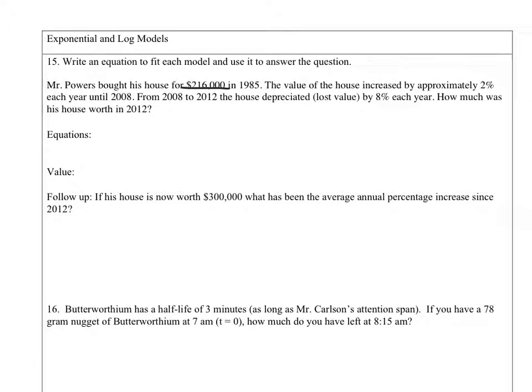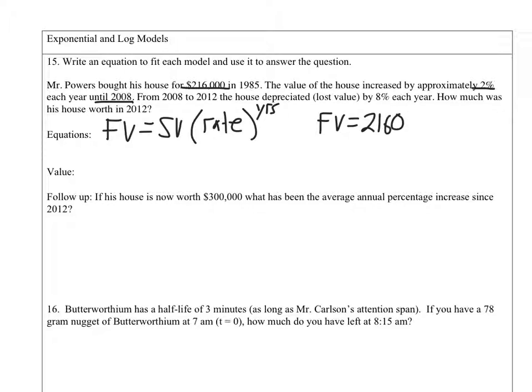The value of the house increased by approximately 2% each year until 2008. So we've got to figure out what's going on for that part. Final value is equal to starting value multiplied by some kind of a rate to the number of years. So we've got final value is 216,000 times 1.02, that's 2% increase.